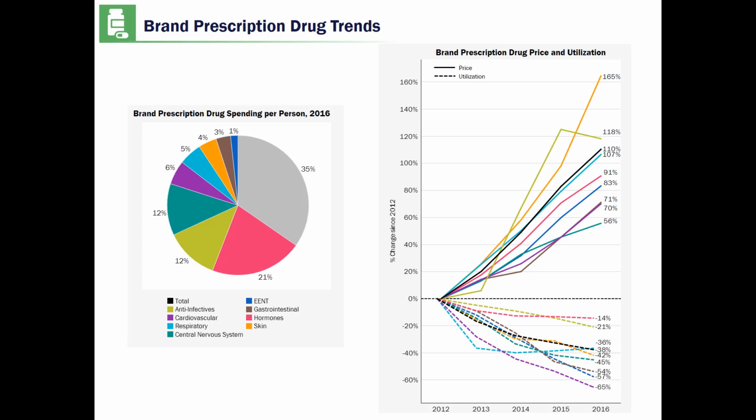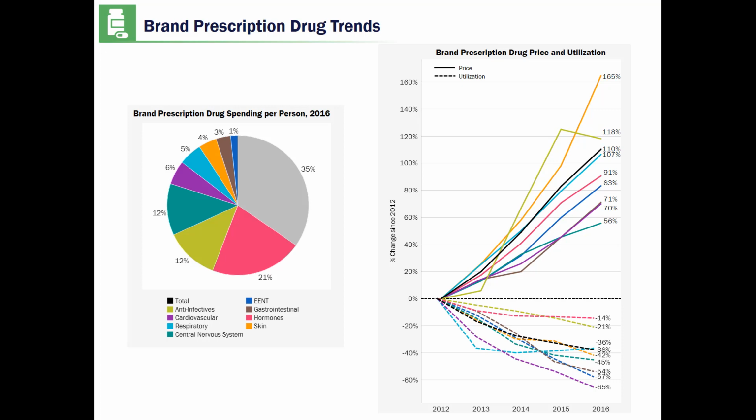So now we're going to look at brand prescription drug trends. Obviously, prescription drug spending and growth in prescription drug spending has been highly prevalent in a lot of discussions over the past few years. Just so you can all understand, brand prescription drug spending in our population still represents 75% of all drug spending. So while generic utilization is increasing, the majority of the dollars are still accounted for by brand name drugs.